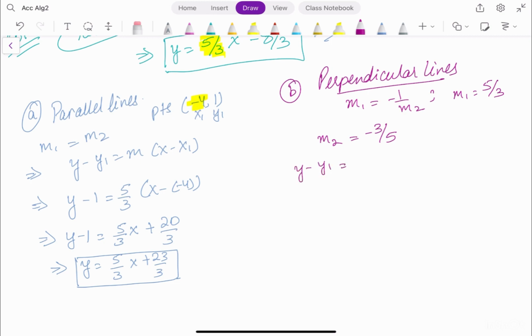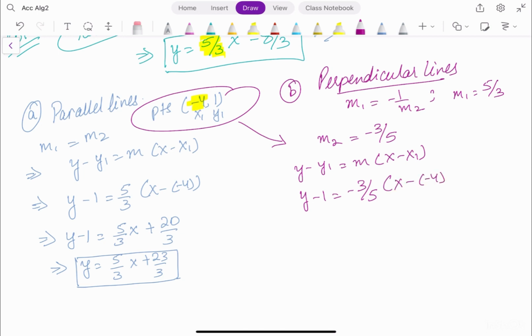Now the points will remain the same, -4 and 1. We will just plug it in the point-slope form. So if you put it in the point-slope form, you will get the answer as y minus 1 equals -3/5 times (x plus 4). Now be careful with the negatives, -12/5. And in the slope-intercept form, it will be y equals -3/5 x minus 7/5. And that's what they were asking for.